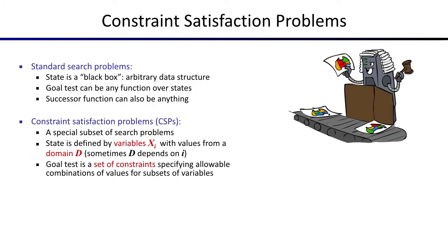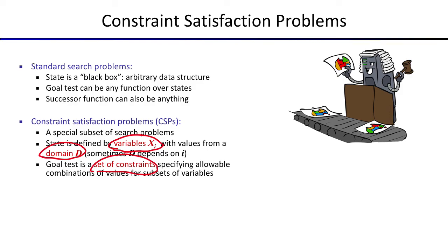But now, with a constraint satisfaction problem, we're going to actually have some knowledge about what's going on inside that successor function. So here's going to be our definition. There are three pieces. Each constraint satisfaction problem is going to have a set of variables. It's going to have some domains, a domain for each of those variables, and a set of constraints.